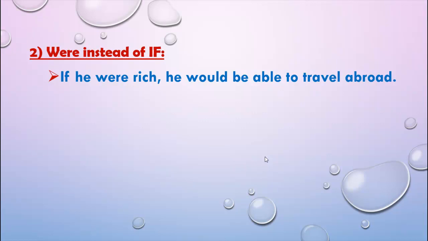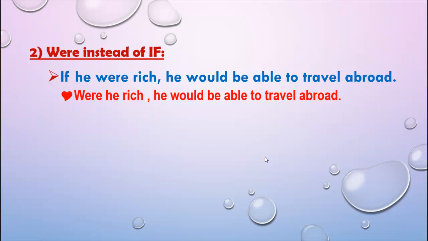If we have were, look at this example. If he were rich, he would be able to travel abroad. Look at the first part of the sentence. The main verb is were. We can use were instead of if in this way. Look at the answer.